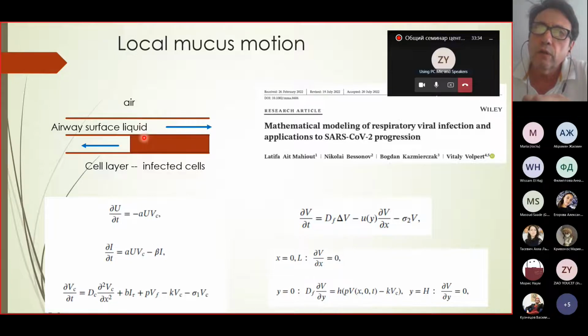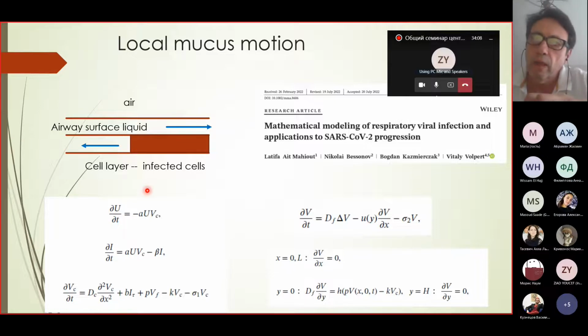And then we consider two layers. The first layer, the lower layer shown in this figure, is cells, epithelial cells. These red ones are infected cells. So this infection propagates here from the right to the left. It's shown with this blue arrow. At the top of these cells, there is this airway surface liquid, which moves in the opposite direction.